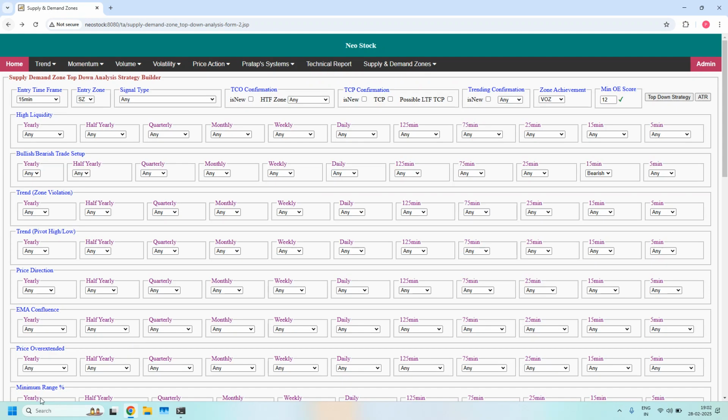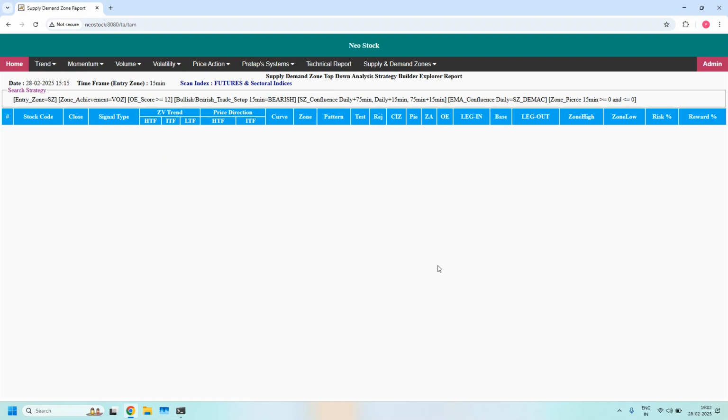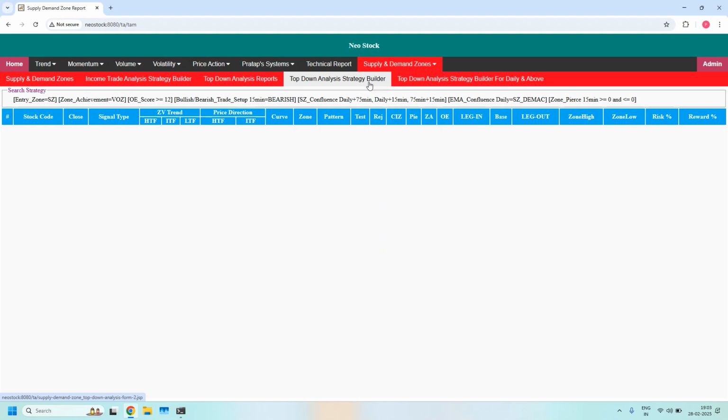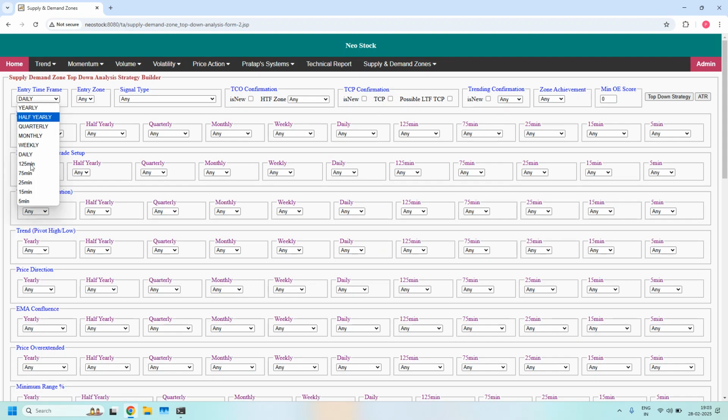Let's verify. The EMA confluence at daily time frame. I am checking whether the daily supply zone has daily EMA confluence or not. With this filter, we don't get any stocks. Okay, this is a bearish trade setup for daily income trade. Next, hourly income trade, bullish trade setup, entry time frame 5 minutes, entry zone, demand zone.